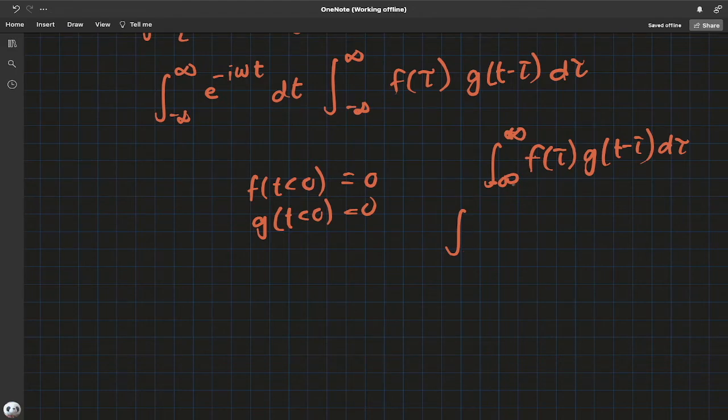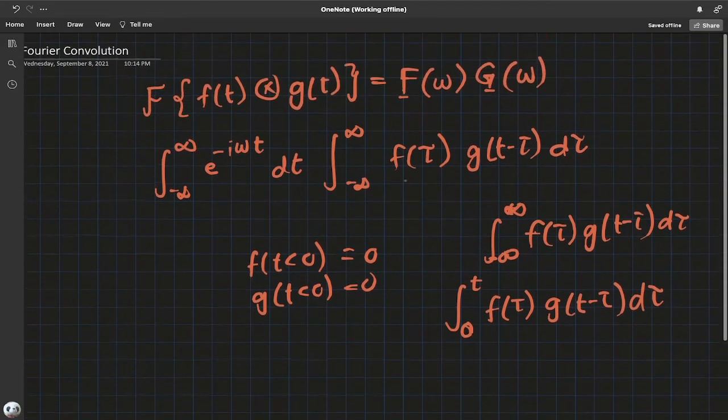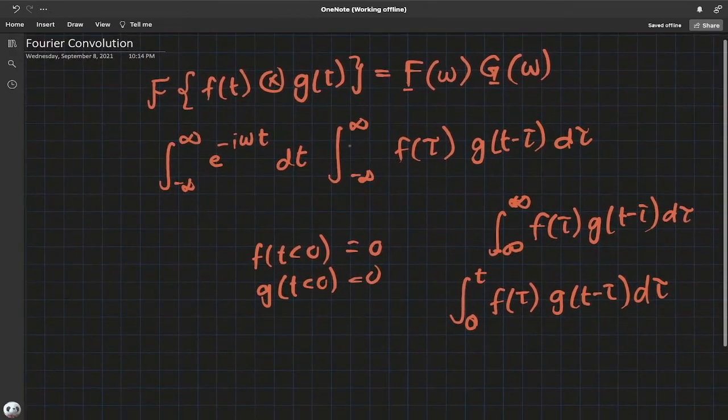That was for the negative interval. For the positive interval, you can only go from 0 to t, because if you exceed t, the g argument becomes negative and then we run into problems. So from t to infinity, g becomes negative and it's 0, so don't bother. That's why this is equivalent to the original definition of the convolution that we were using. So it's justified to switch to negative infinity and positive infinity.